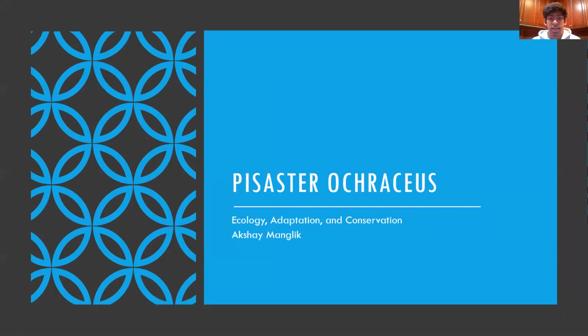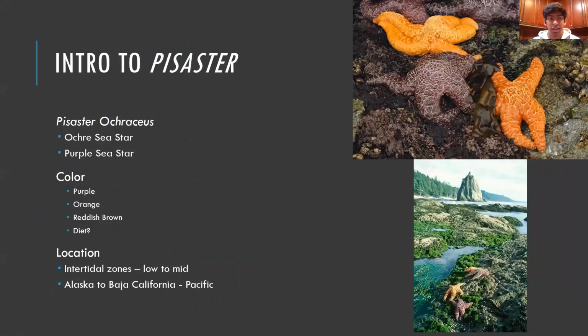Pisaster ochraceus. It's pretty much just a sea star. It's known as the ochre sea star. Ochre is just a special term to refer to orange. And it's also known as the purple sea star. Most commonly, they're purple, although they can be orange and reddish brown. Scientists aren't really aware of why they're different colors. They think it might be related to diet.